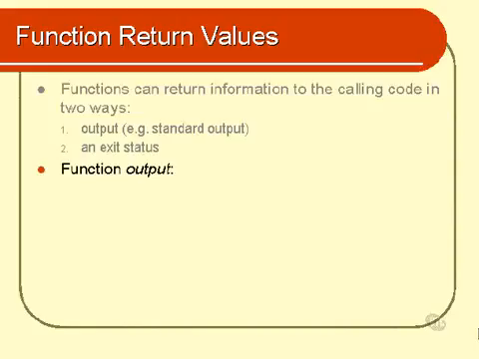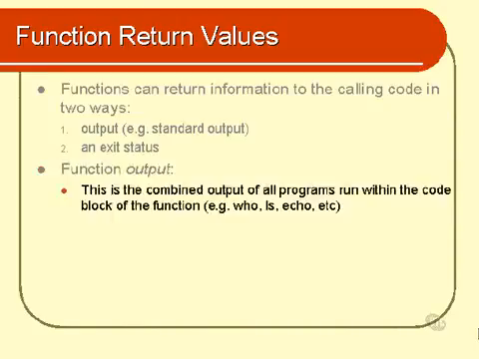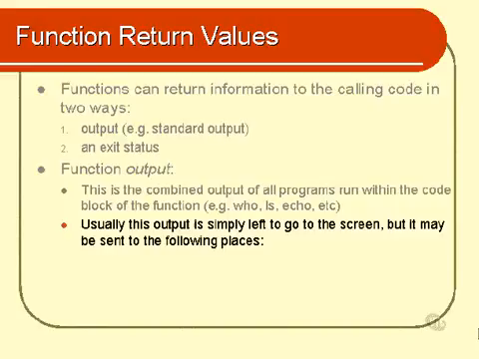It's actually fairly straightforward. The function output, the output the function produces, is actually just the combined output of all the programs run within the code block of the function. For example, the who program or ls or echo or any of those programs. If they produce output, then the function produces output. It's pretty much as simple as that. Now, typically this output will just go onto the screen, but you can actually get it to go somewhere else if you do this in the following way.